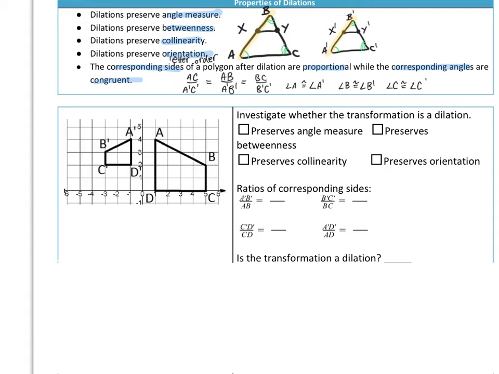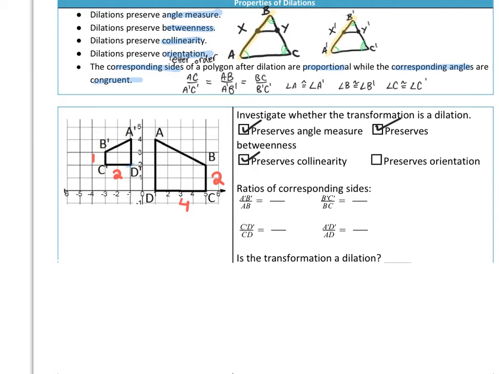Let's investigate whether this example represents a dilation. I can see that angle measure, collinearity, and betweenness are preserved. What about orientation? Well, yes, because my letter ordering is preserved. A corresponds to A prime, B corresponds to B prime, C corresponds to C prime, and D corresponds to D prime. So if I started at A, I would go A, B, C, D. Or on my image, I could go A prime, B prime, C prime, D prime. Of course, I could have gone the reverse order as well, or started at a different vertex. But however I did it, my letter ordering would have been preserved.